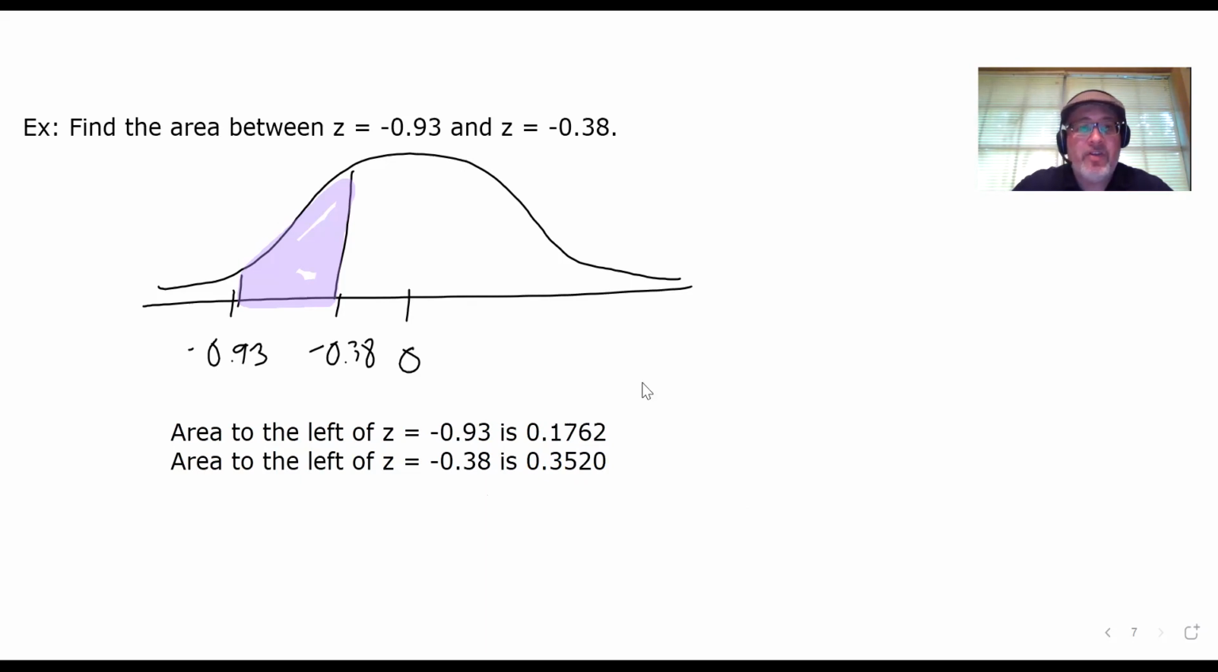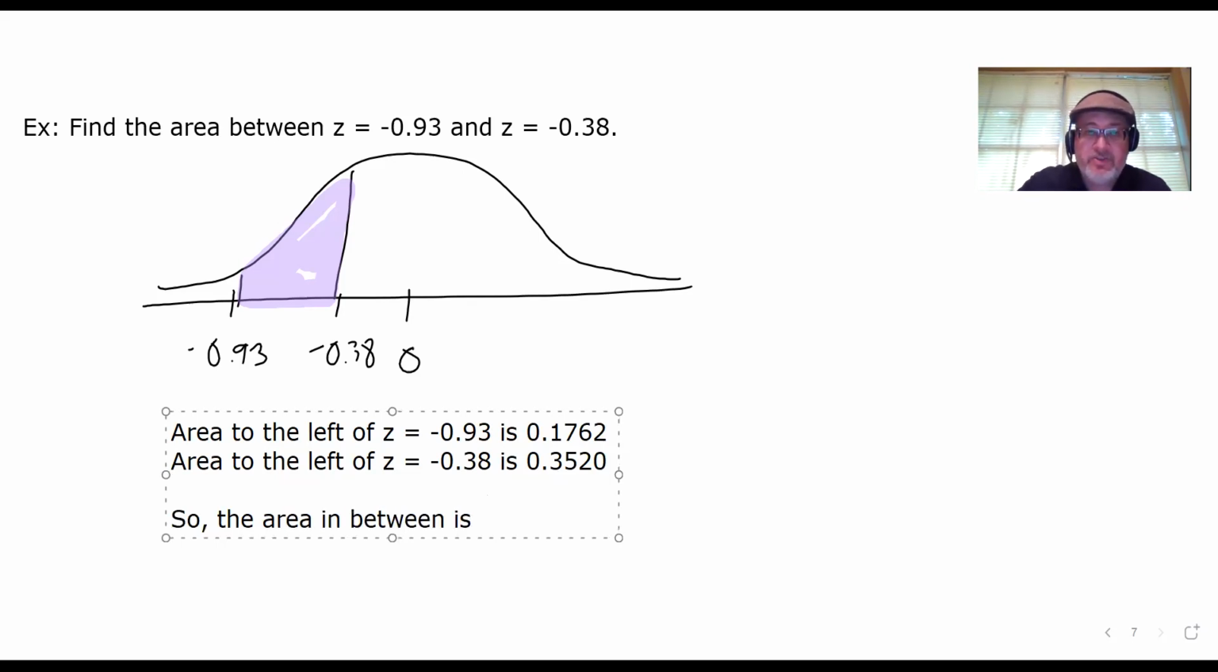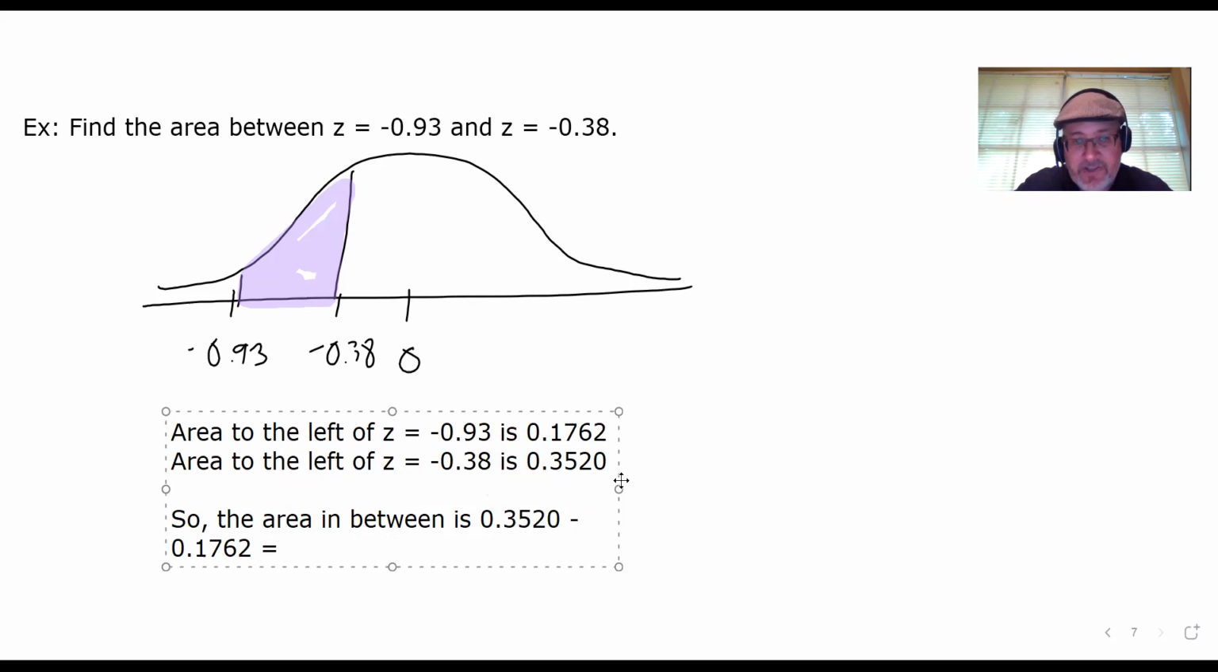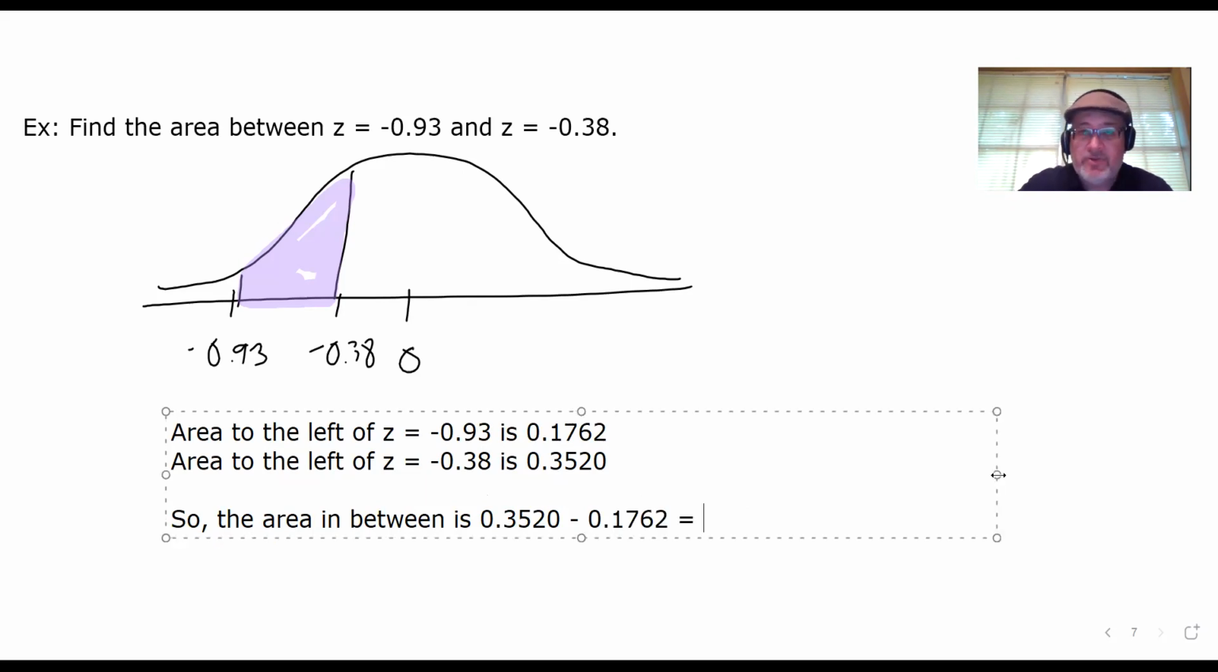All right, so now that we know the area to the left of both of these z-scores, the area in between is the difference, 0.3520 minus 0.1762. That's equal to something. I'll use my calculator. 3520 minus 1762. And by the way, I didn't type any of the decimals. I just know it's a 4-digit decimal answer, 0.1758. So that's how you find an area in between.